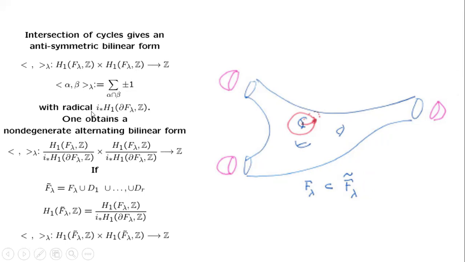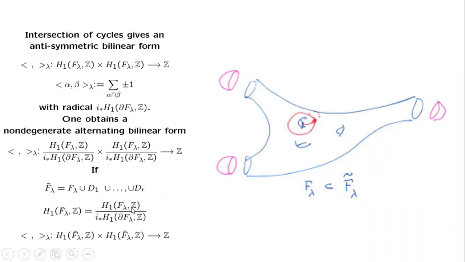The radical is those elements which are, with respect to the intersection product, zero with everyone. And so these ones are the first homology classes which come from the boundary. The boundary gives zero intersection with everybody else. So if we kill the boundary, we are left with a non-degenerate bilinear form in this subspace. And the geometric interpretation of this subspace is the following. If you call F tilde lambda the surface F lambda, but you put a disk around each of the boundary components, then you're left with a compact surface. And this is the non-degenerate bilinear form in the compact surface.